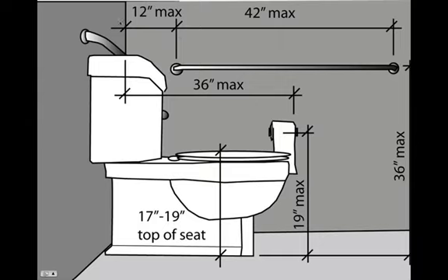But basically the grab bar that's on the wall side of the toilet has to be at least 12 inches from the wall and can be no longer than 42 inches long. The toilet paper here on center can be a maximum of 19 inches from the ground. The top of the toilet seat in an ADA situation should be about 18 inches. For a regular standard toilet, you're looking at about 15 inches.